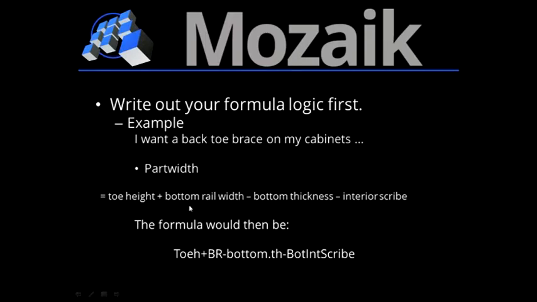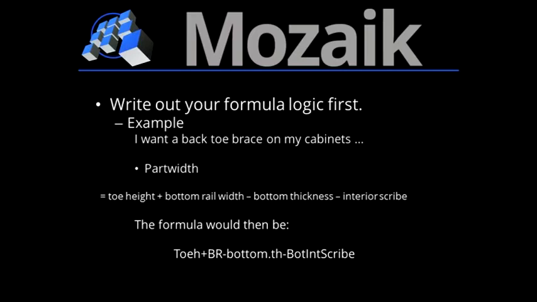Well, it's equal to the toe height plus the bottom rail minus the bottom thickness, and I happen to drop my bottoms down below the bottom rail with an interior scribe, so that's the size it would be. And then we convert that to an actual formula using the variables within Mozaik.